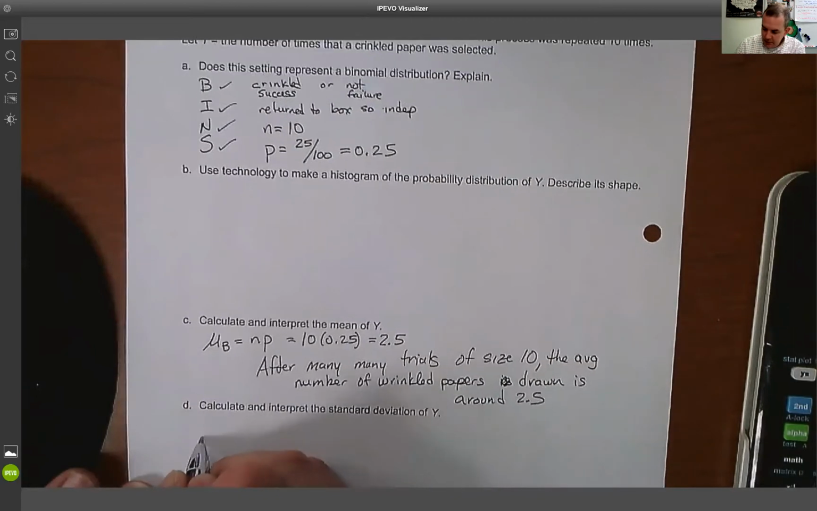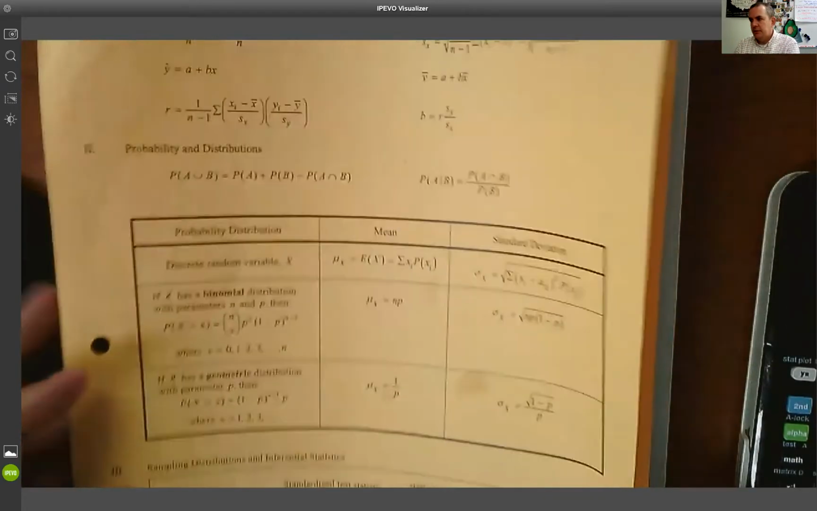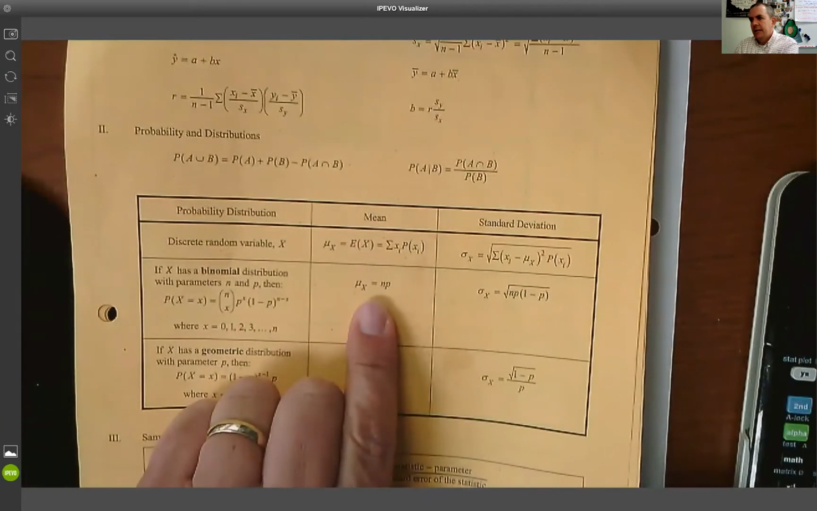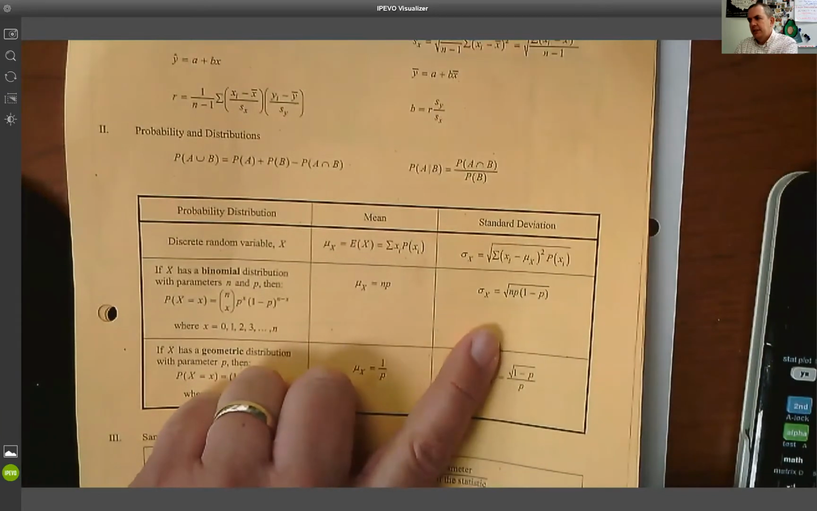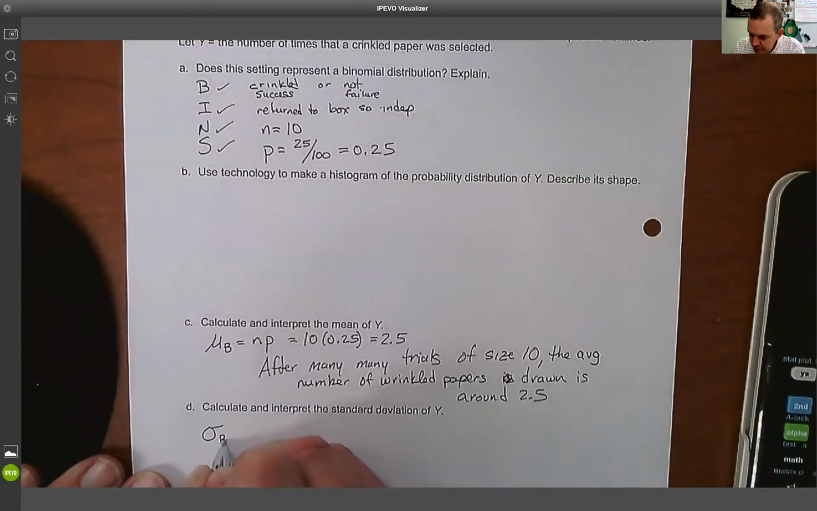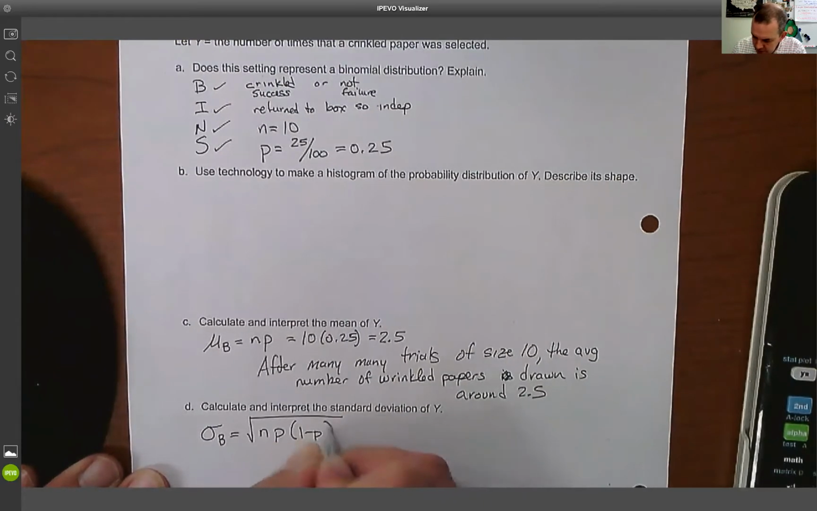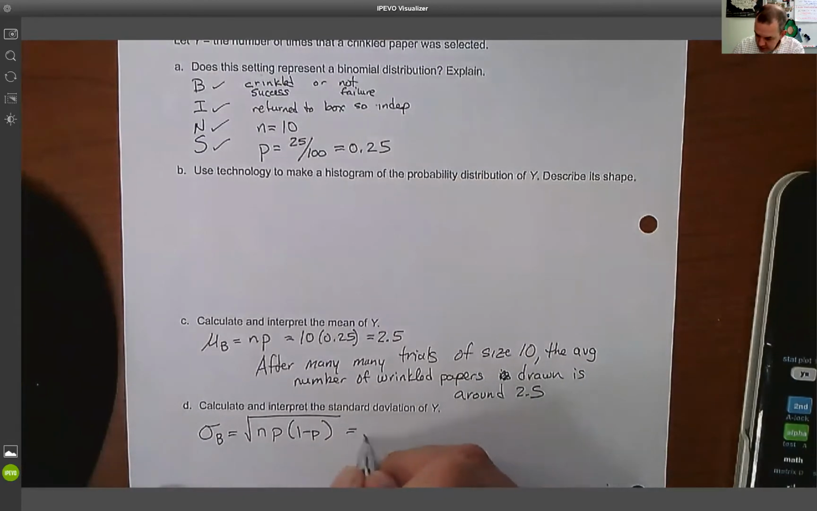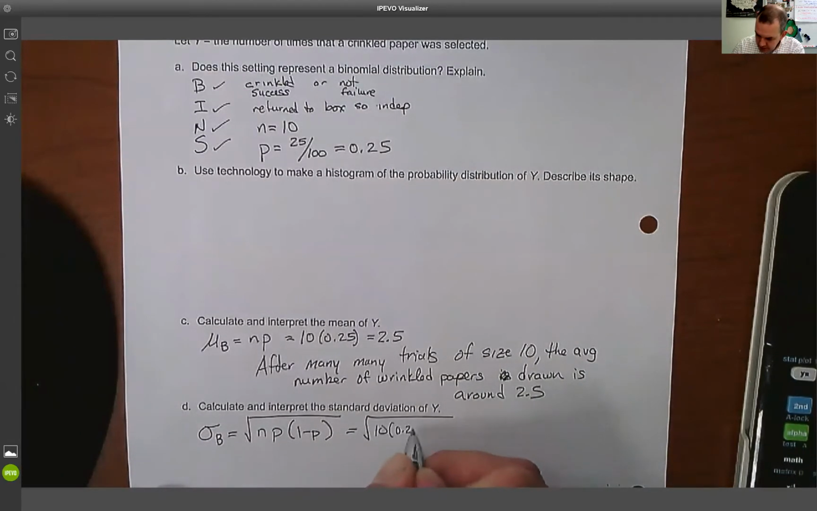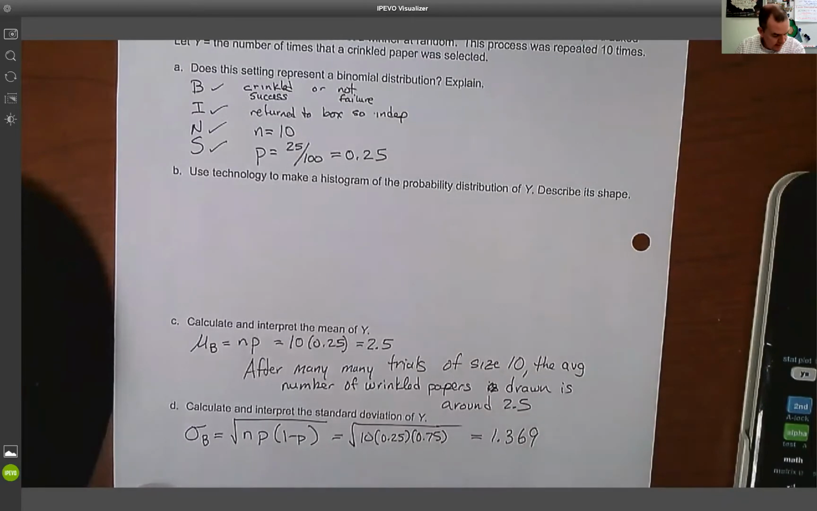For my standard deviation, again, these are both on the formula sheet, so let me show you. This is the front page of your formula sheet. Right here at the bottom is where we have the binomial distribution's mean and standard deviation. The standard deviation of a binomial y is the square root of the sample size times the probability of success times the probability of failure. So in this case, it's the square root of 10 times 0.25 times 0.75, and on my calculator, that's 1.369.